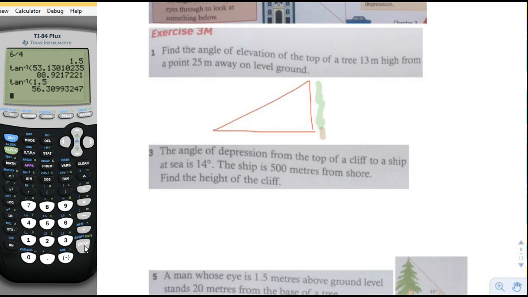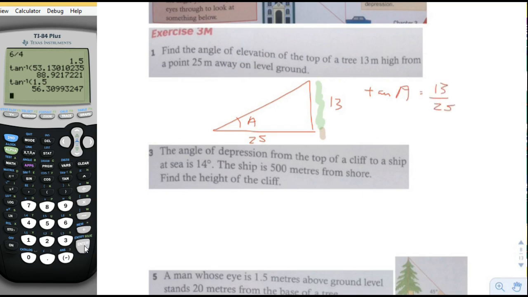Find the angle of elevation of the top of the tree 13 meters high, so this is 13 high, from a point 25 meters away. Okay, and so they're looking for that angle there. So what trigonometric function should we use, knowing that the vertical leg is 13 and the horizontal leg is 25? Well, it's opposite over adjacent, so it's tangent of A is equal to 13 divided by 25.